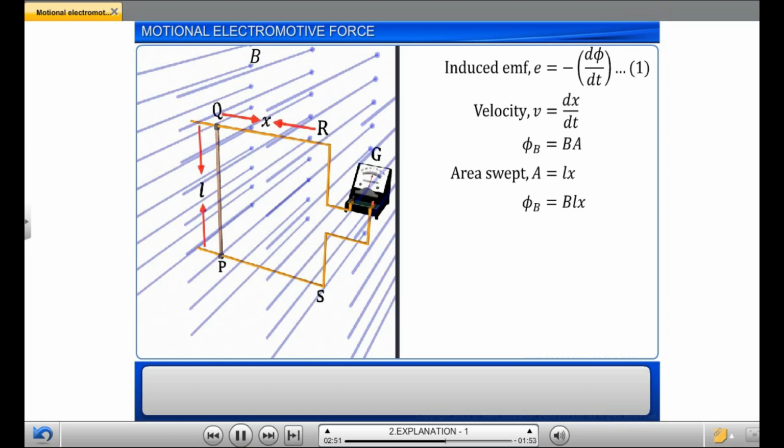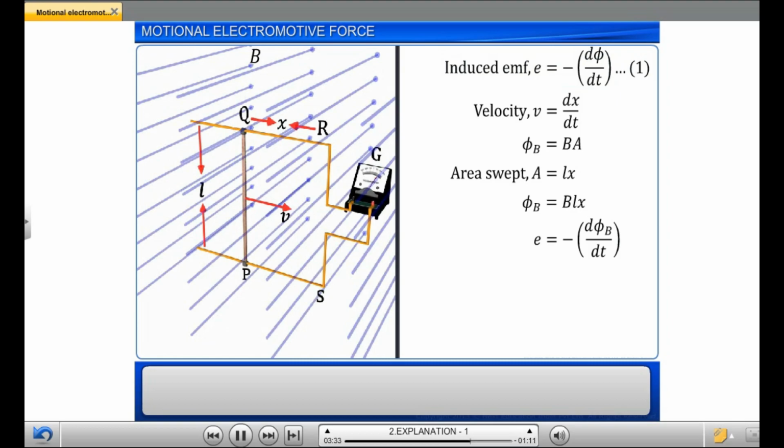As the conductor moves towards the RS end, we see that X is varying and hence the area A enclosed by the loop also changes with time. Therefore, the magnetic flux phi B also changes with time, as the magnetic flux depends on the area enclosed. Hence, according to the principle of electromagnetic induction, an induced EMF is developed across PQ. This induced EMF, E, is equal to minus d phi B by dt as given by equation 1.